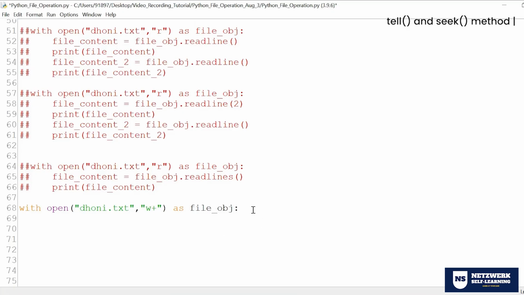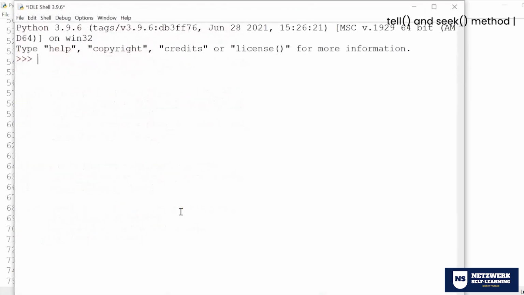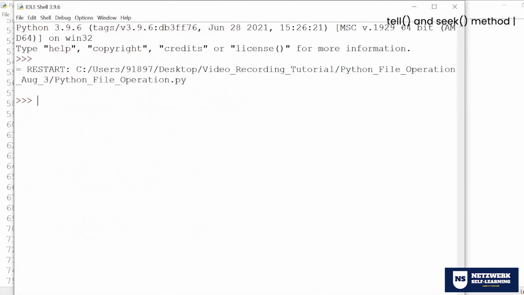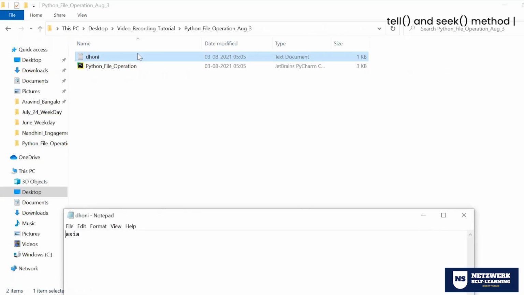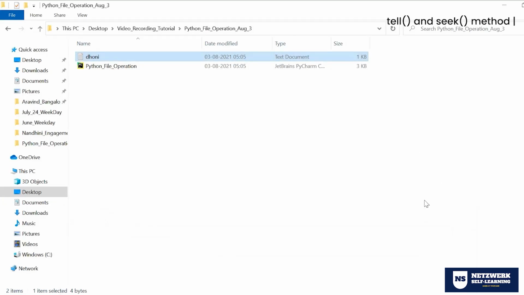First, what is the operation? Write operation. So file object dot write Asia. So what happened next? You need to read: file object dot read, and then you read the file content. So when I run, output is empty. Let me go and see the file. Yeah, the content which I wrote was over there. Wonderful. And what happens when I do the read? The read is not reading everything.